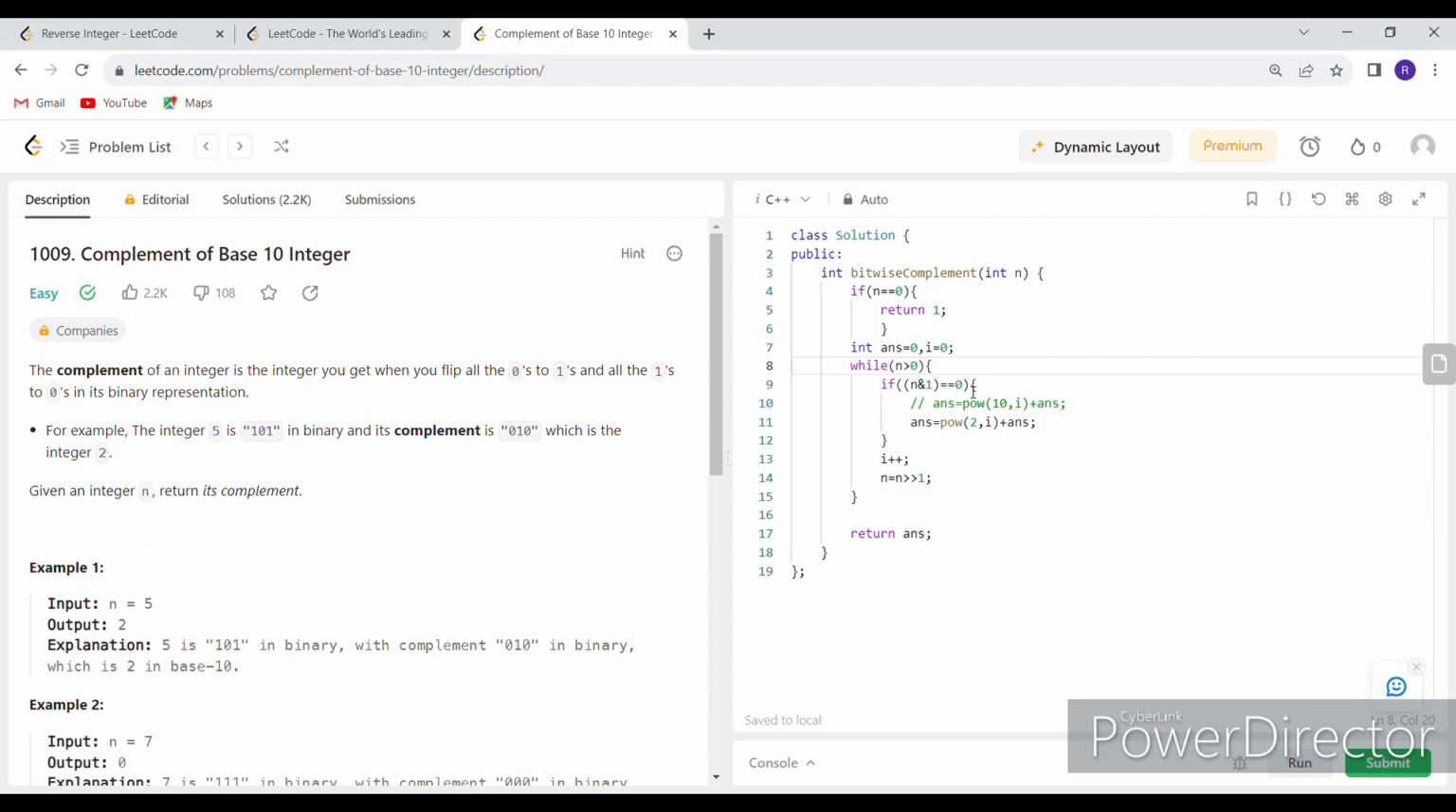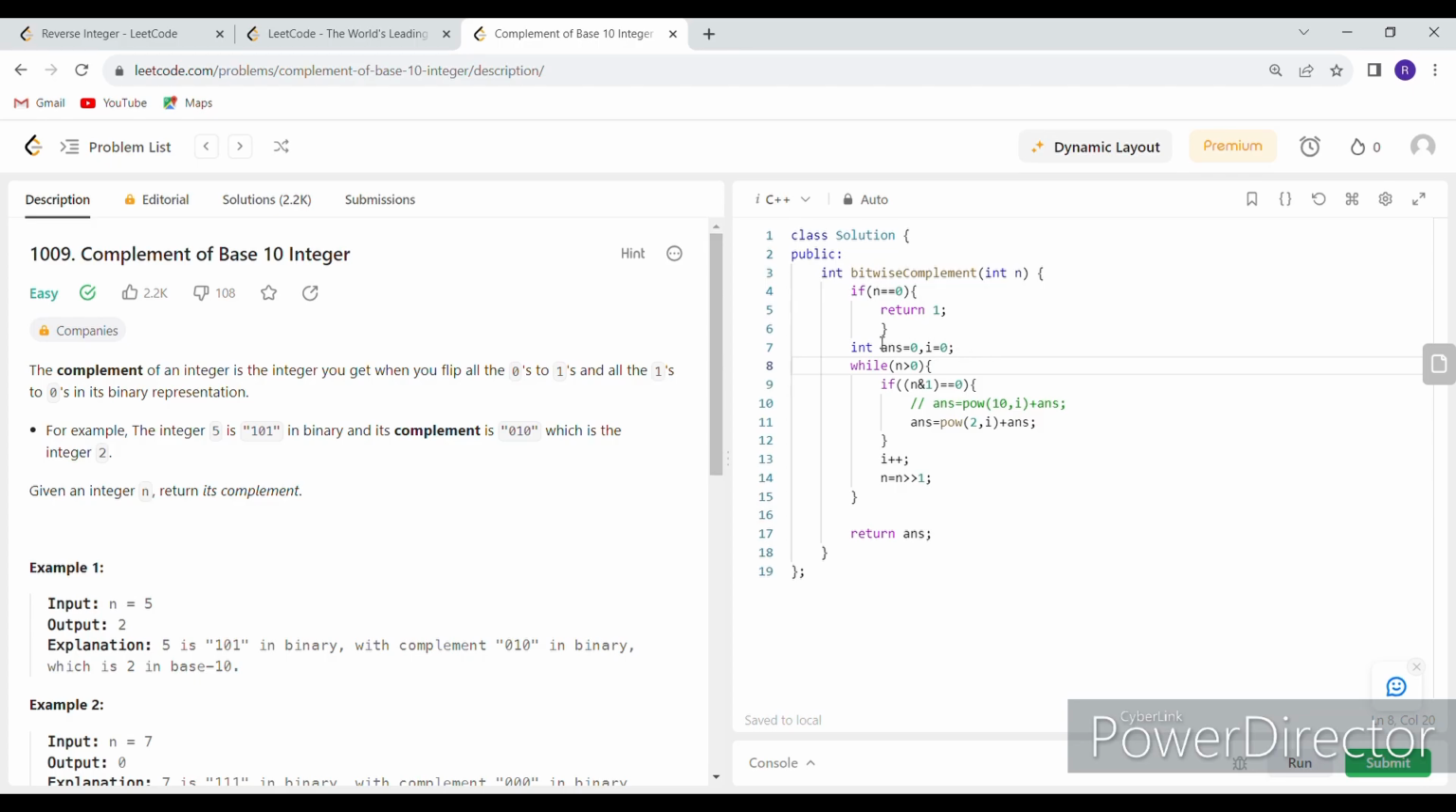As it is a base 10 integer, first I need to find its binary representation. After finding its binary representation, I need to reverse it. After reversing it, I need to again convert it back to decimal form and then display it. So this is a very lengthy process.